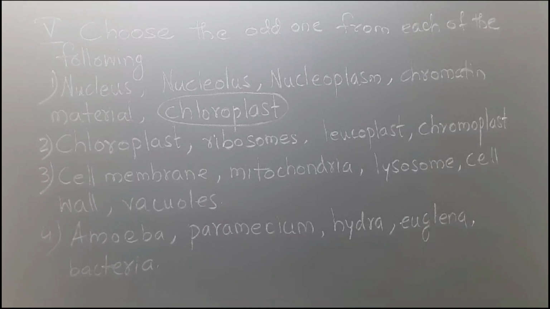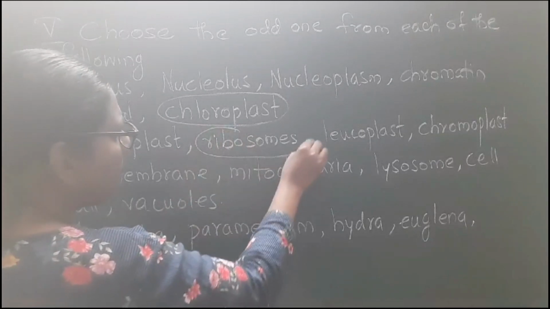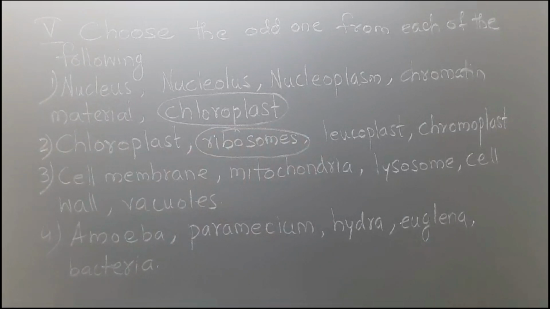Second one is chloroplast, ribosomes, leucoplast, chromoplast. In this, ribosome is the odd one. Why? Because we learned that plastids, there are 3 types of plastids: chloroplast, leucoplast and chromoplast. So ribosomes doesn't belong to plastids. So it is odd one.